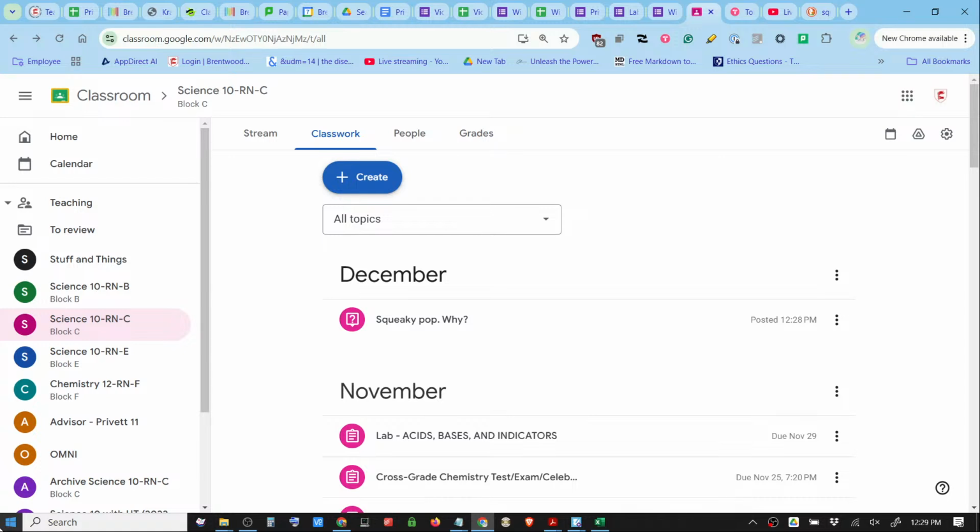Nomenclature. What was the gas that you added? Pure hydrogen gas. That is one of my favorite. Squeak pop, why?